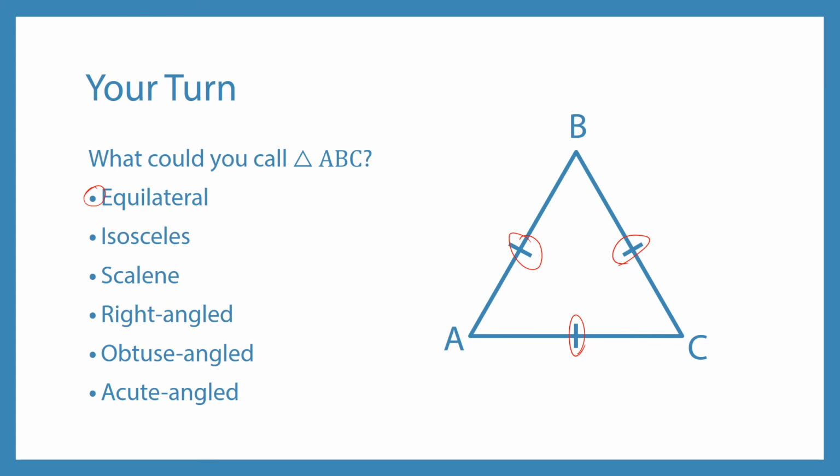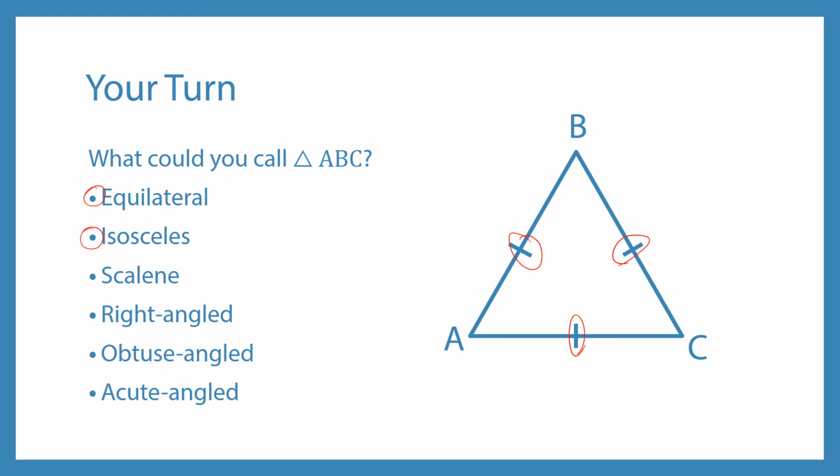Next, isosceles triangles will have two sides the same length. Well, this triangle does have two sides the same length. It doesn't matter what the third side is. So, this triangle is also an isosceles triangle. And you'll find out that every form of equilateral triangle is also a form of isosceles triangle.